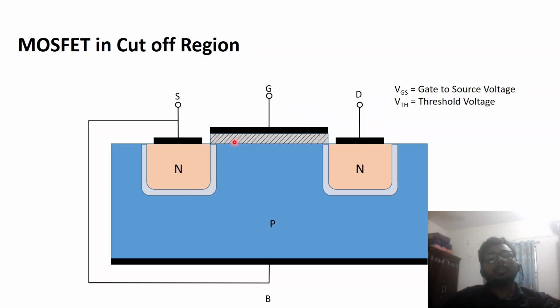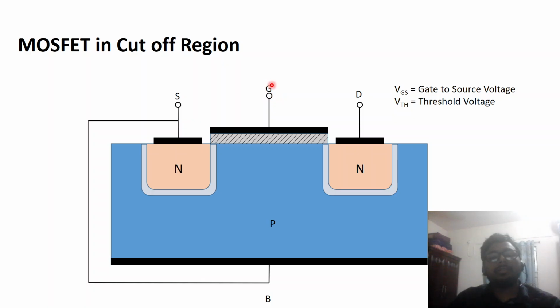This part of the MOSFET can be considered as a capacitor. As we know, a capacitor is nothing but two metallic plates separated by a dielectric material. Here you can see this metallic plate or gate is a conducting material. The p-type substrate is also a conducting material, and this gate oxide layer will act as a dielectric material. So this can be compared to a capacitor.